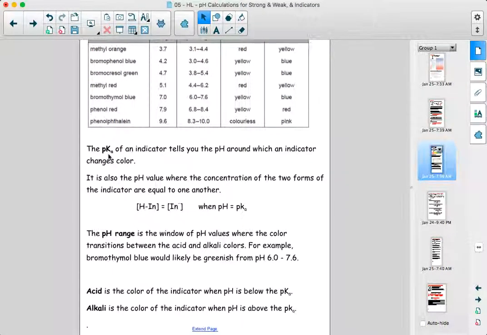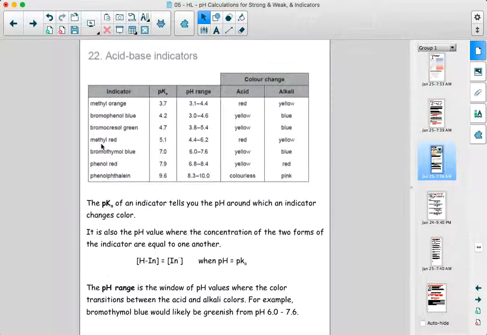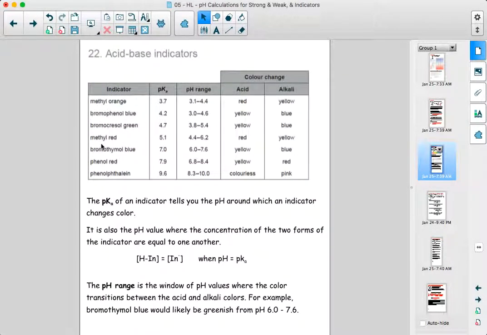So you should know how to use this table. It will come up on the HL syllabus about picking appropriate indicators and being able to figure out what colors they would be at different pH values.